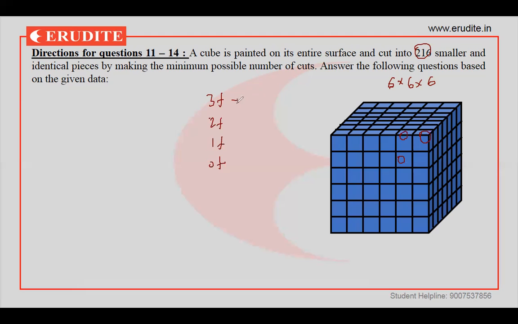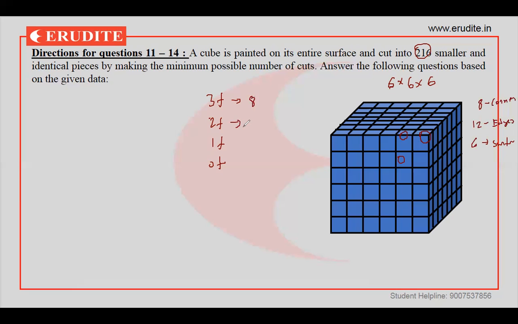Now the question is where the 3 face painted cubes are situated. 3 face painted cubes are situated in the corners, and we know every cube has 8 corners, 12 edges, where edges are the meeting lines of the planes of the surfaces, and 6 surfaces. So 8 corners, 8 cubes, 3 faces painted.